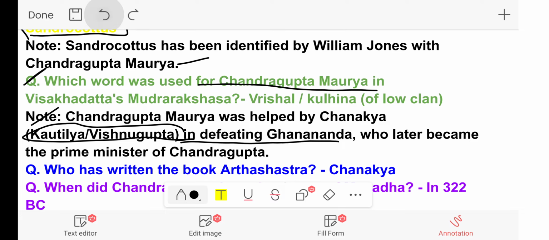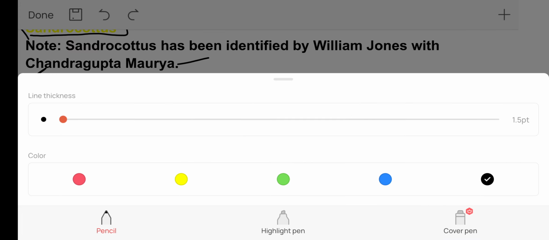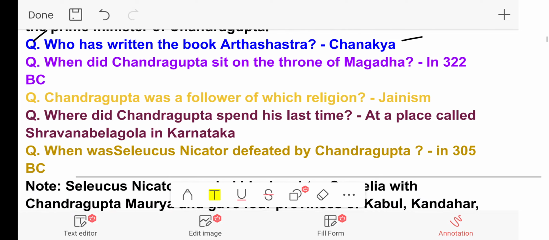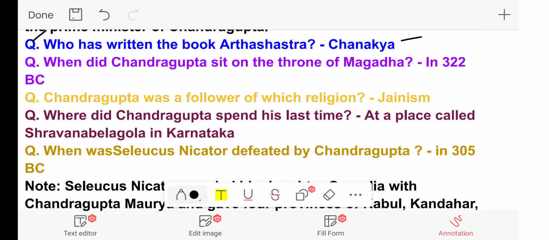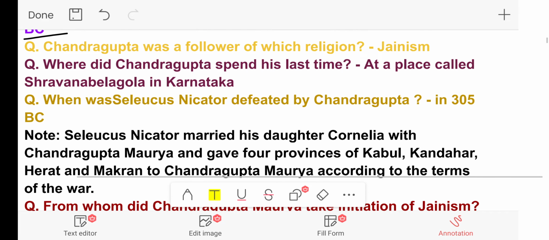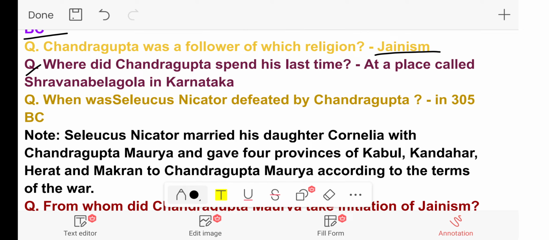Next, who has written the book Arthashastra? And the answer is Chanakya. Next, when did Chandragupta sit on the throne of Magadha? The answer is in 322 BC. Next, Chandragupta was a follower of which religion? Answer is Jainism. Where did Chandragupta spend his last time? And the answer is, he spent his last time at a place called Shravanbelgola in Karnataka.